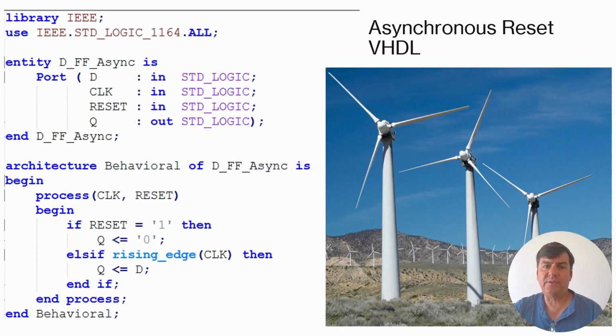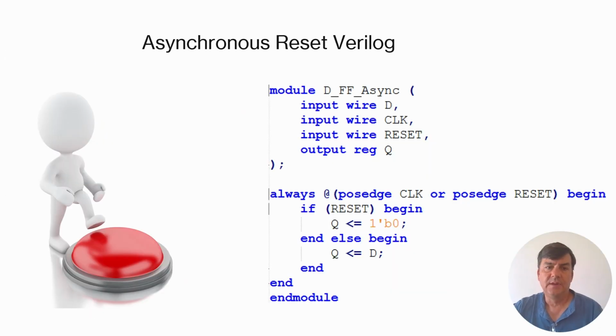Here is an example of VHDL coded asynchronous reset. Note that the reset signal is in the sensitivity list. Here is an example of Verilog coded asynchronous reset. Note that the reset signal is in the sensitivity list as well.